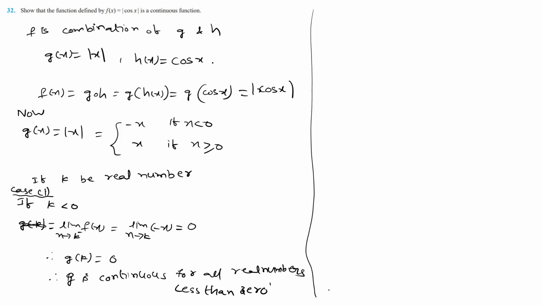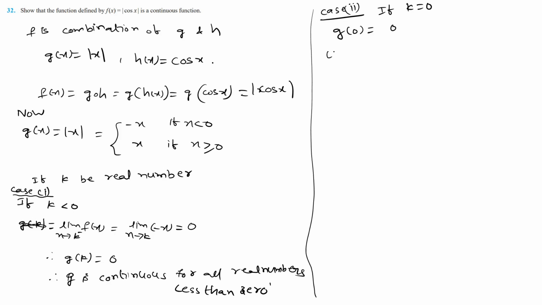The second case is if k is equal to 0. If k is equal to 0, what will you get here? The first one is g of 0 is equal to 0 only. We will get 0 only.